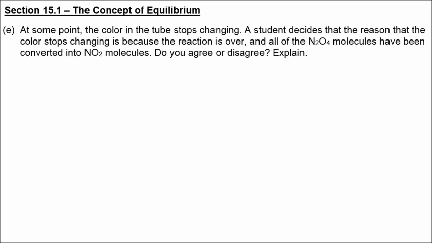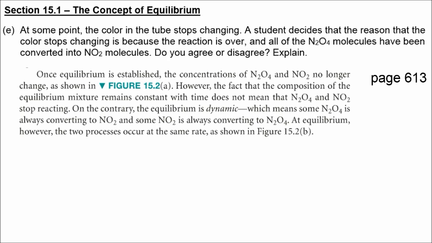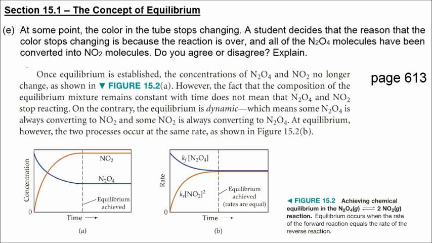At some point, the color in the tube stops changing, and a student decides that the reason the colors stop changing is because the reaction is over, and all of the N2O4 molecules have been converted into NO2. We would disagree with this statement because even though the colors are no longer changing and the concentrations of N2O4 and NO2 are not changing, this is still a dynamic process. Some N2O4 is always converting to NO2, and then some NO2 is always converting to N2O4. The two processes occur at the same rate.